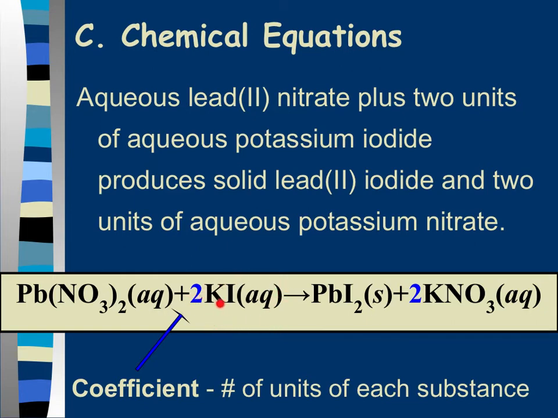Notice I'm not just doing 2 potassium for this one, or 2 iodine, but 2 of the potassium iodide. Now, there's a couple of things to notice in this equation to be able to read it correctly. So you should understand what some of these things are, like lead and nitrate. Notice nitrate is a polyatomic.